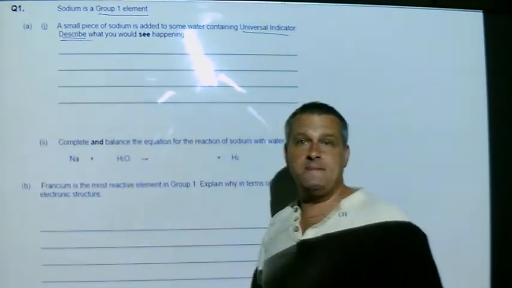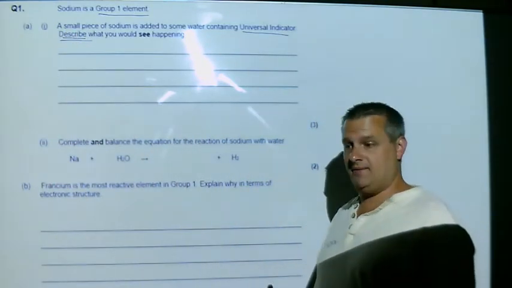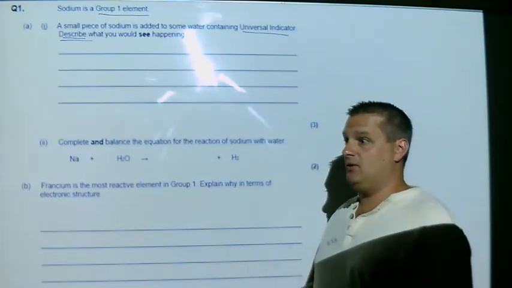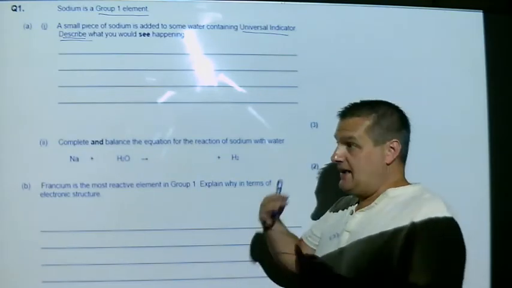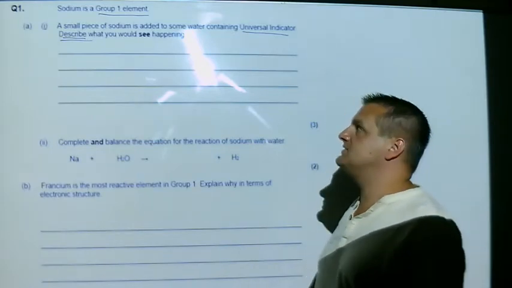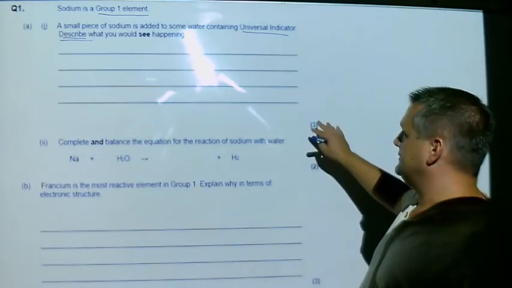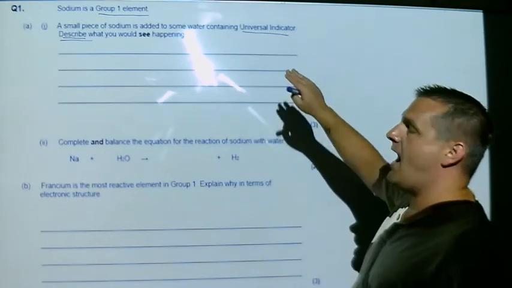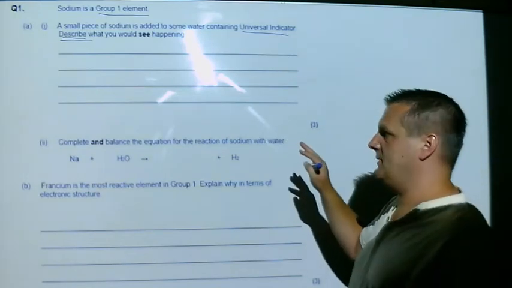And the key word, we're being asked to describe. So importantly, we're not being asked to explain. We're not being asked to say why things happen. We're just being asked to describe what actually happens. So it is recall. It is a simpler level of learning. So that will be 3 marks. Key things: group 1, we've got some UI in there, and we're describing, not explaining.